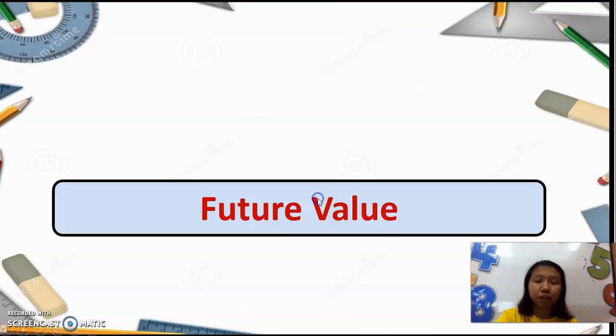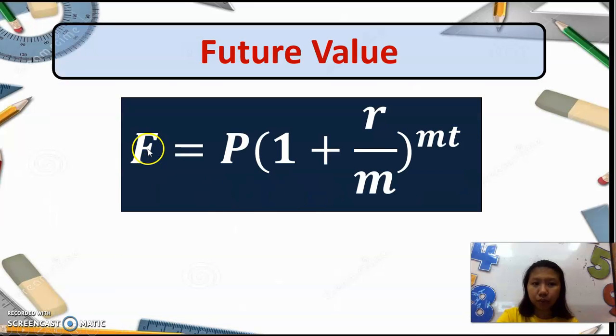So we have here another formula for the future value. This is the same as the formula a while ago. Again, for the future value or the amount, it will be equal to the principal amount times (1 + r/m), where m is the number of compounding, raised to m times t. So what do you mean by number of compounding?